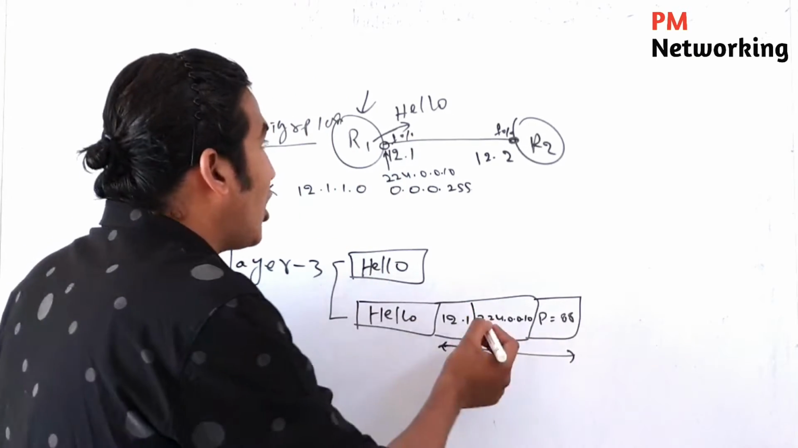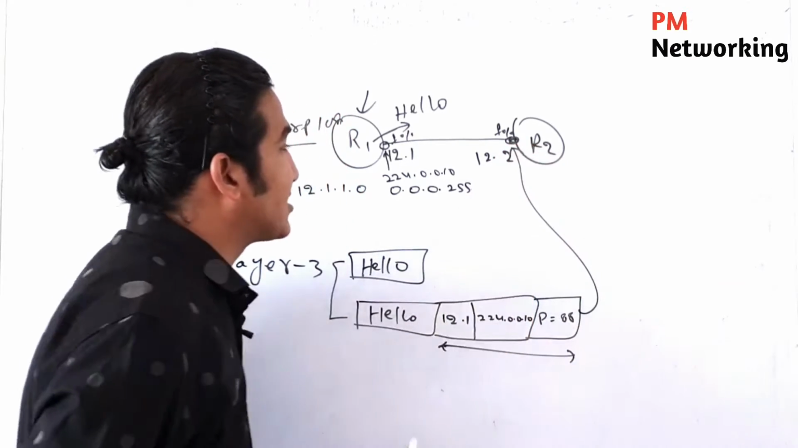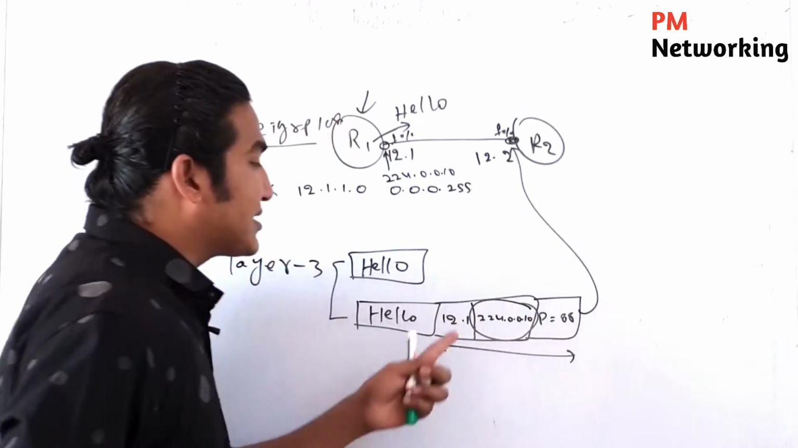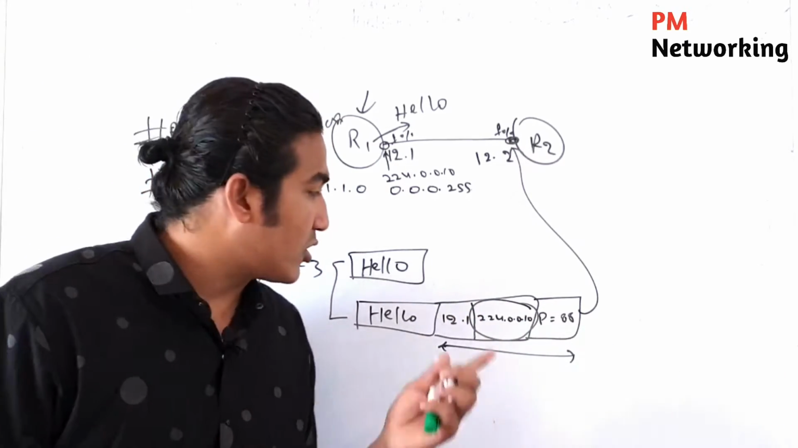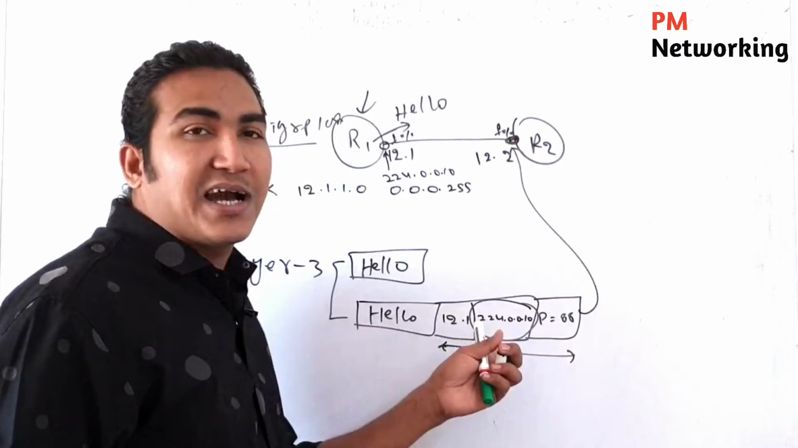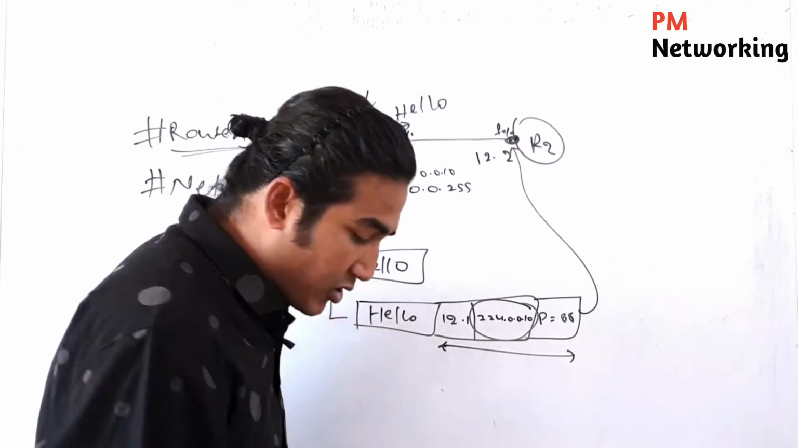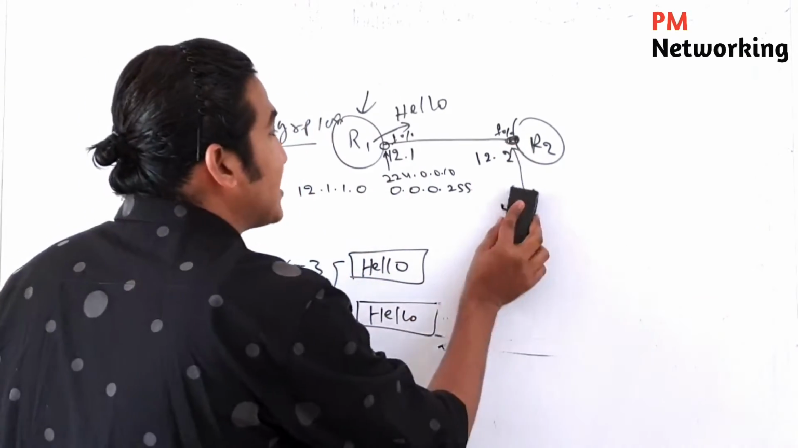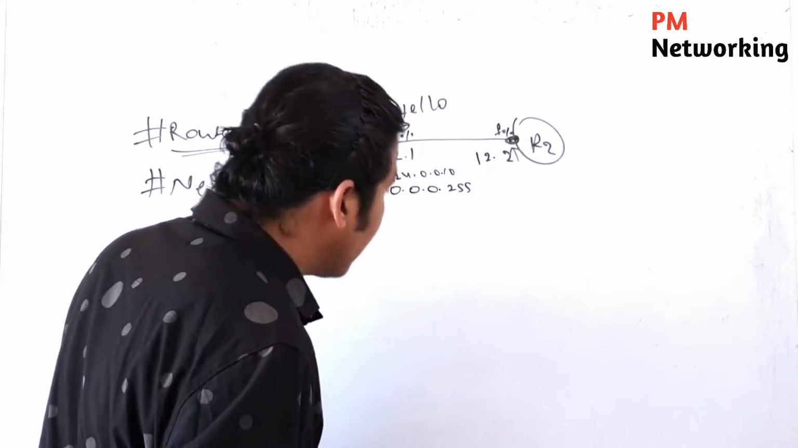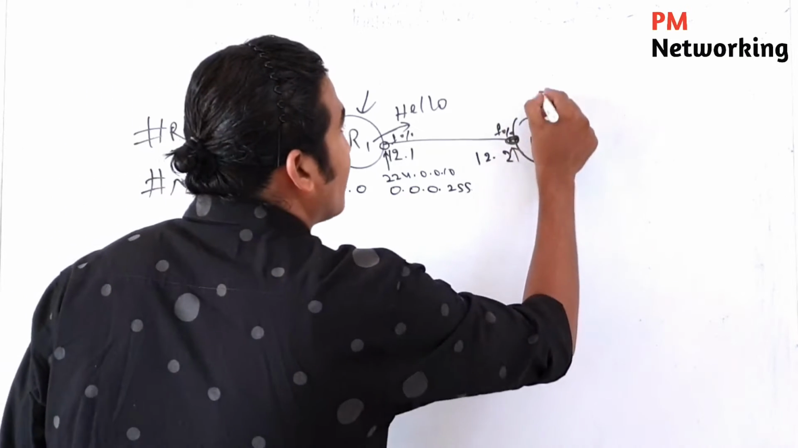Am I right? Now, when this router receives this information at this interface, right, R2 will check the destination IP. So the destination IP is 224.0.0.10. Okay, so am I a member of this multicast group? No. So this router will drop this traffic. This router will drop this hello message. So we have to configure EIGRP on R2 as well. So see what happens when I configure EIGRP on R2.